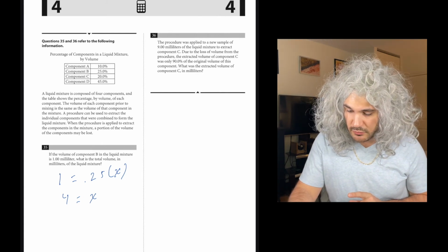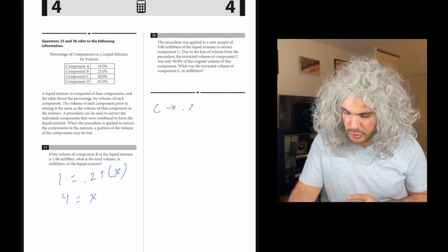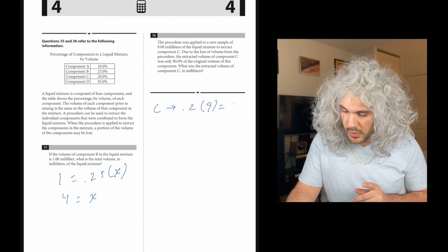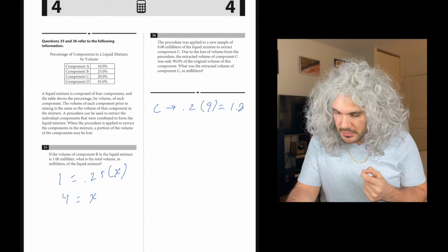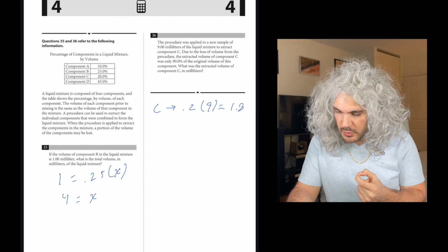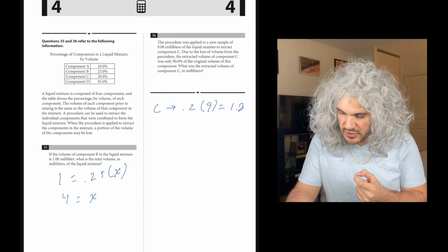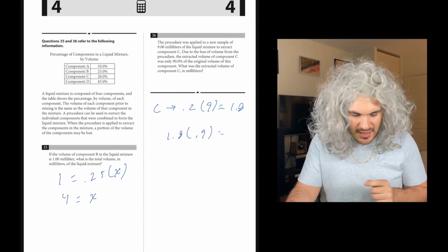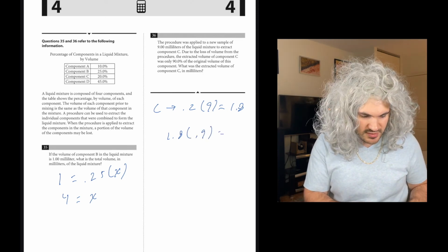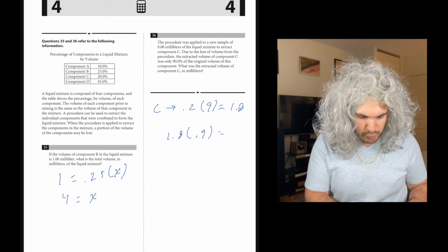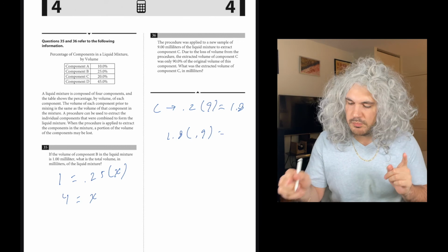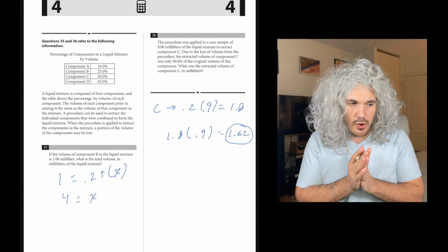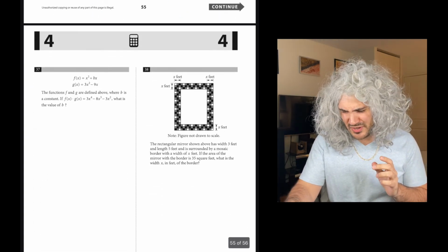So the amount of C originally in there is going to be 0.2, because that's 20% of 9, which gives us 1.8. But then we lost some volume, and so only 90% remained. So we're going to do 1.8 times 0.9 to get how much remained, which gives us 1.62 as our answer. Okay, almost done. 2 more questions. I hope they're short and easy.